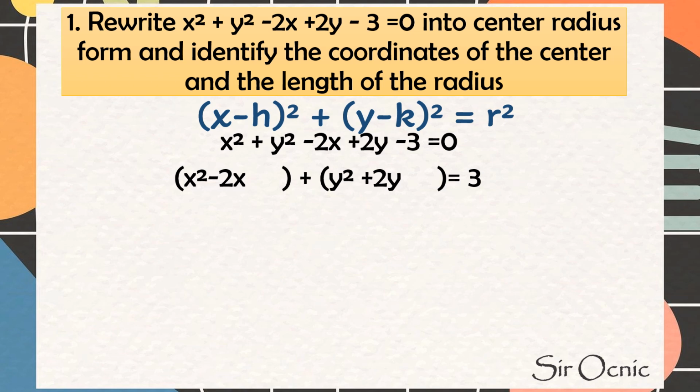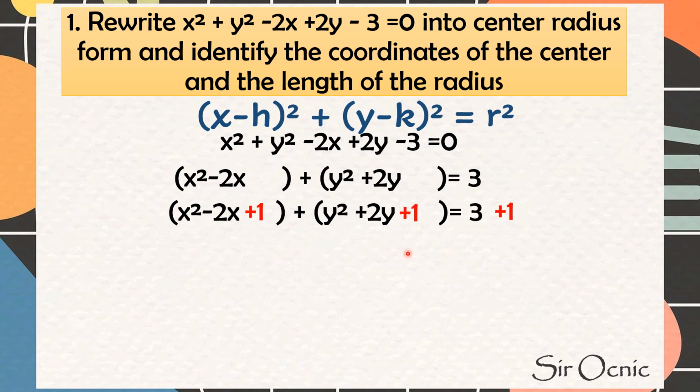Let us now identify the constant term that will make the first group and the second group of terms a perfect square trinomial. So we have negative 2 divided by 2, which is equal to negative 1, squared, that is equal to positive 1. We add positive 1 on the left side. We also add positive 1 on the right side. On the second group of terms, that is equal to 2 divided by 2, that is equal to 1, squared, is equal to positive 1. We also add positive 1 on the other side of the equation.